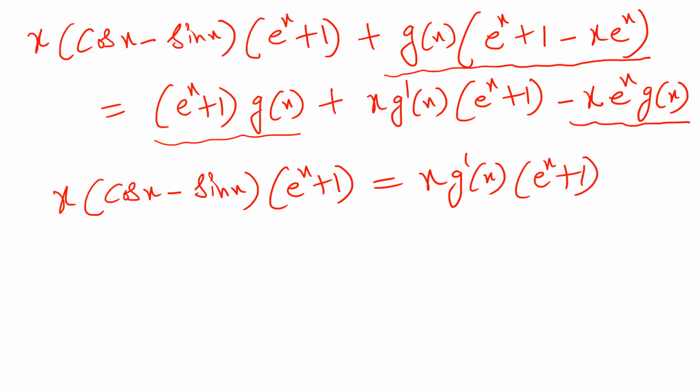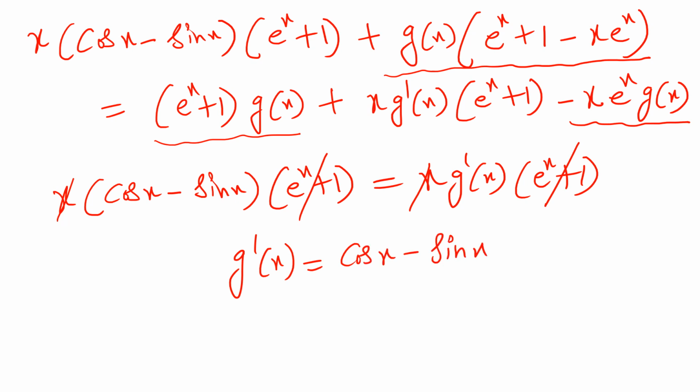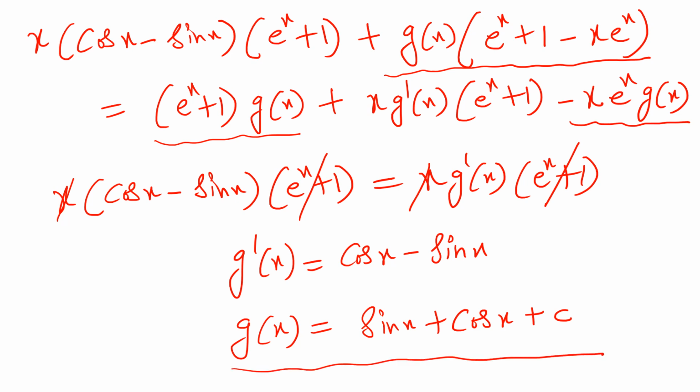Now students, since x is positive, it is greater than 0. So I can cancel x on both the sides as well as e^x plus 1. So now we have g dash x equal to cos x minus sin x. Now just integrate both sides with respect to x. So you will be getting g(x) equal to sin x plus cos x plus c, where c is the constant of integration. Now students, we move further.